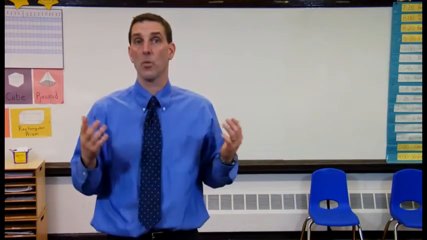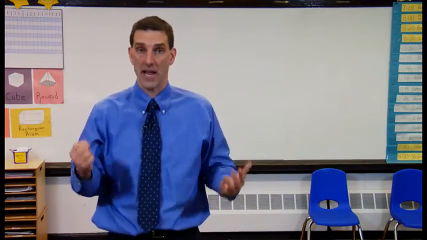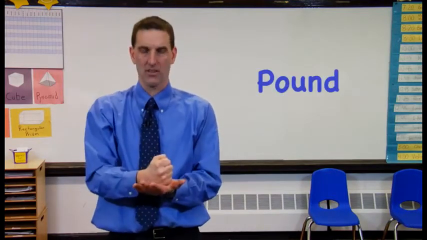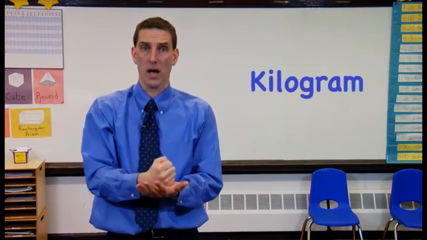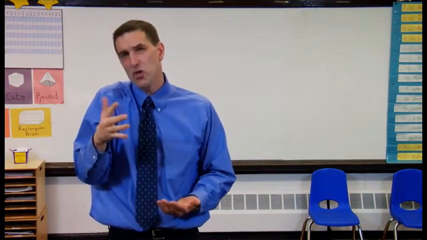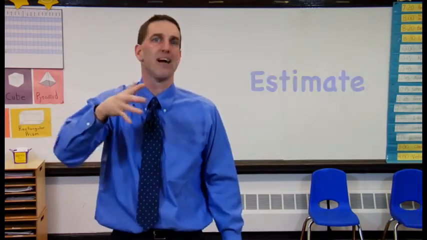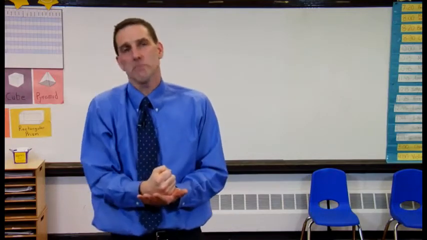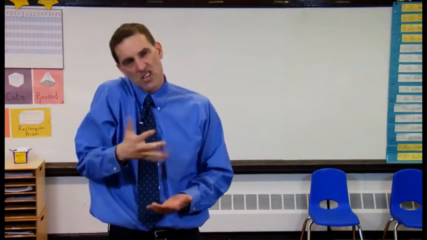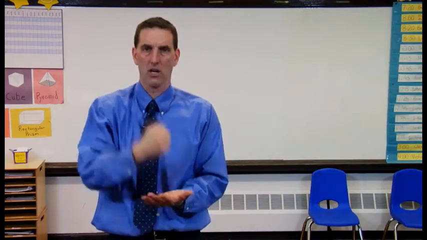Next, we go to the ones for weight. And I go like this, pound. It's pretty heavy, pound. Then I do this, kilogram. And I go like this, it's about 2 pounds. And this becomes a symbol for estimate or approximate. Pound, kilogram, it's about 2 pounds. You could shrug your shoulders. It's about 2 pounds. Pound, kilogram.